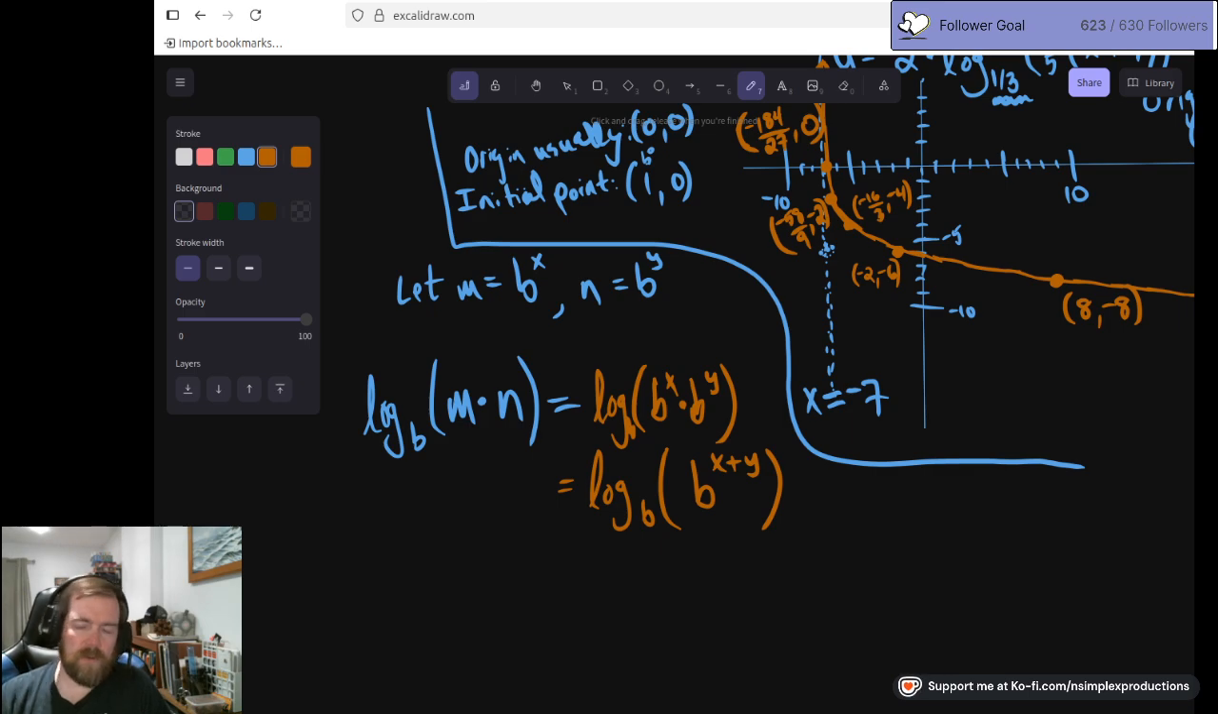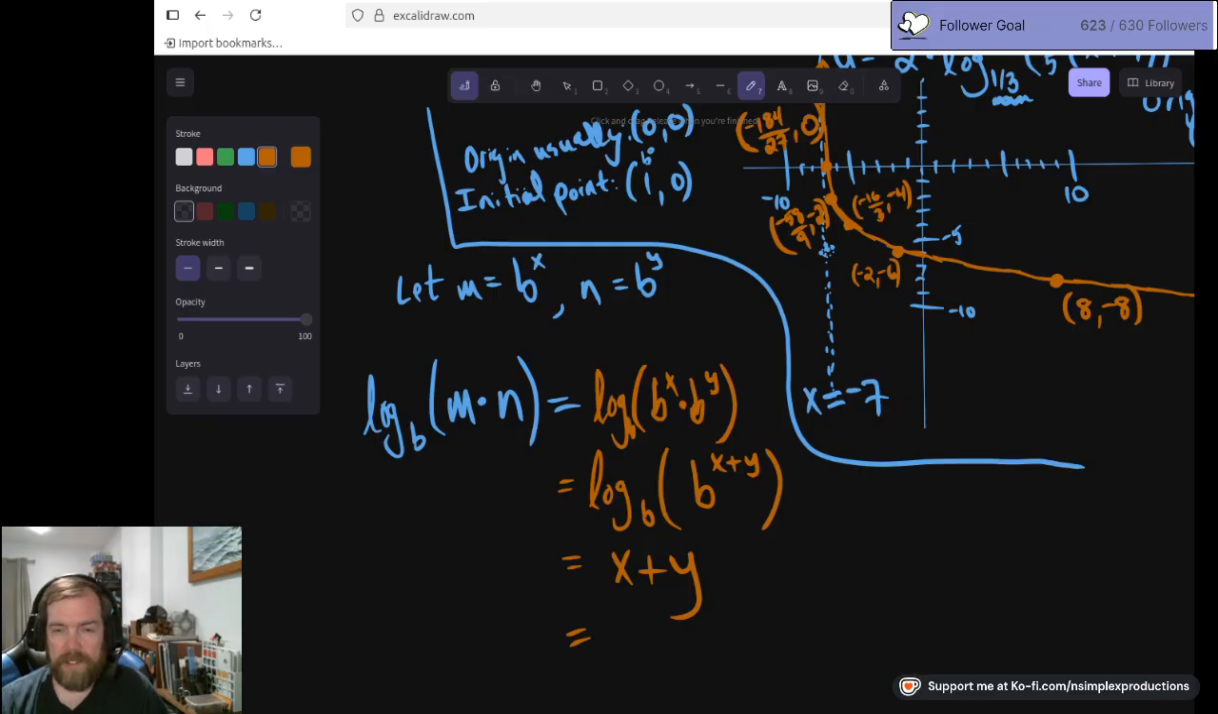Now we discussed earlier that the logarithm and exponential functions are inverses of each other. As long as they have the same base, they can undo each other. So what exponent on a base of b gets us b raised to the x plus y? It's x plus y. And then we just have to convert back.